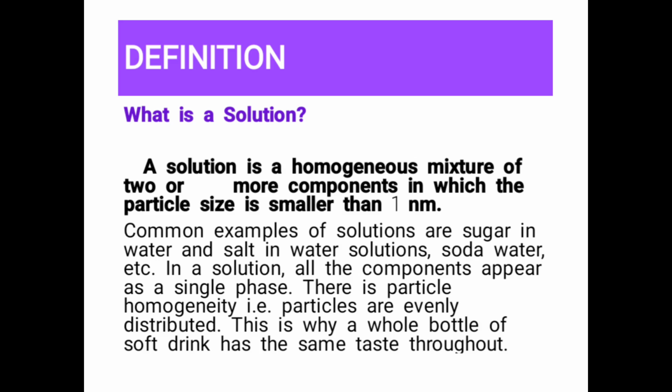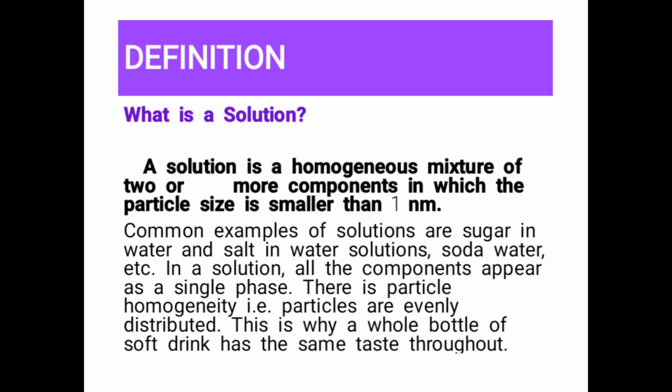Now let's look at what a solution is. A solution is a homogeneous mixture of two or more components, usually a solute and a solvent, in which the particle size is smaller than 1 nm. When we say homogeneous, that means that the mixture is the same all through, they are of the same kind. A common example of this is when you dissolve sugar in water.